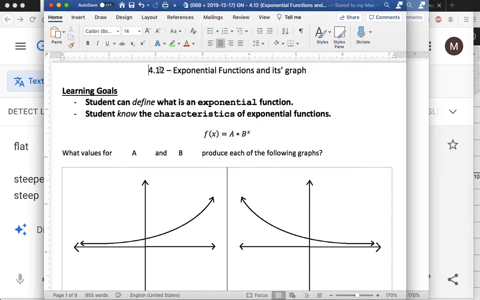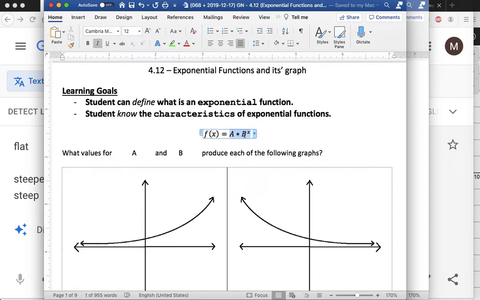This video will guide you through the notes for exponential functions. By the end of these notes, you should know the characteristics that define an exponential function, or what makes an exponential function an exponential function. An exponential function has a general formula that looks like this: f of x equals a times b to the x.